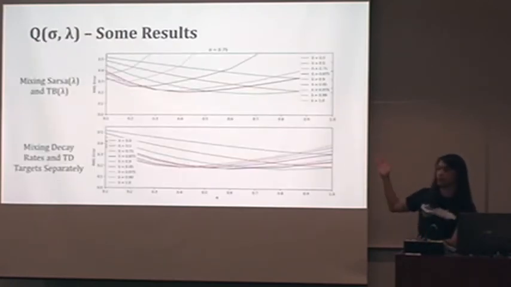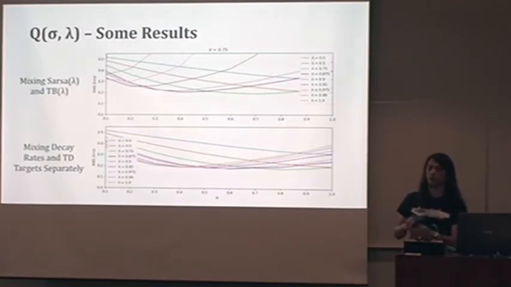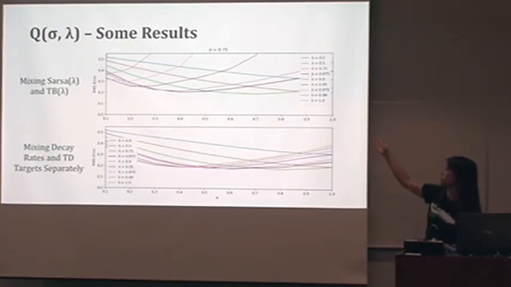So I'm just showing this for sigma equals 0.75 because I don't have space to show you the full sigma lambda space. But on top is where I just mix SARSA lambda and tree backup lambda, which are decaying at different rates. And the first observation is that the error starts to explode, especially for the longer backup lengths with high lambda. As you increase alpha, things just start to blow up. But in the second case where I'm mixing the decay rates and mixing the TD targets separately, things are relatively more stable. And it just so happened that the lowest error of this approach is lower than the lowest error of the other approach. Now, I don't really have justification as to which one is the right way of doing this, but empirically, this is doing a lot better.